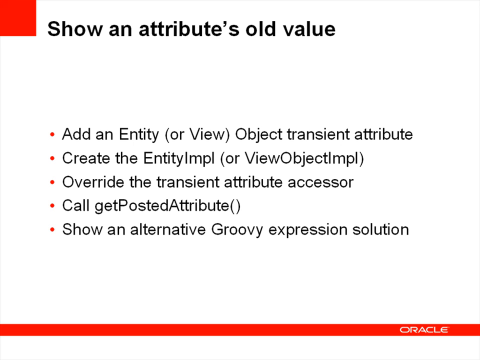The technique for showing an attribute's old value is to first create a transient attribute either in an entity or view object. In this presentation, I'll be using the entity object, but you could do it in a view object. From there, we create the entity import or view object import, depending on which one we're creating the transient attribute in. And then we're going to override the transient attribute accessor for the new transient attribute that we just created. When we override that accessor, we're then going to call the getPostedAttribute method, which is the secret sauce in retrieving the old value of another attribute.